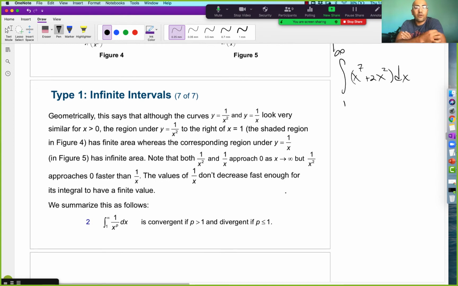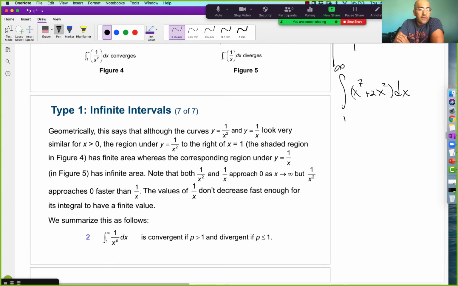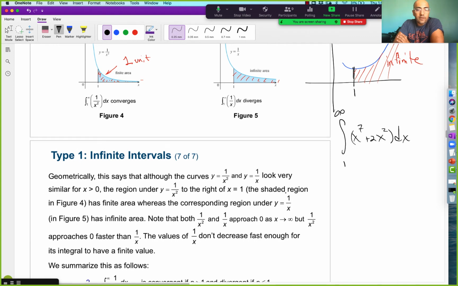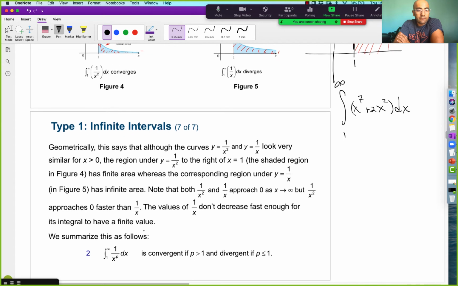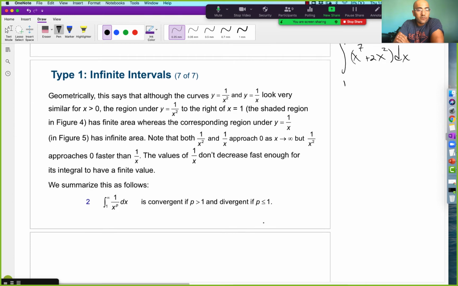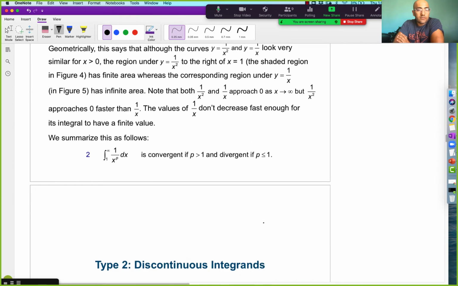Geometrically, this says that although the curves y equals 1 over x and y equals 1 over x squared look very similar for x greater than 0, the region under y equals 1 over x squared to the right of x equals 1, the shaded region in figure 4, has a finite area, whereas the corresponding region under y equals 1 over x does not. Okay, this is saying everything I've just said. This leads to this.